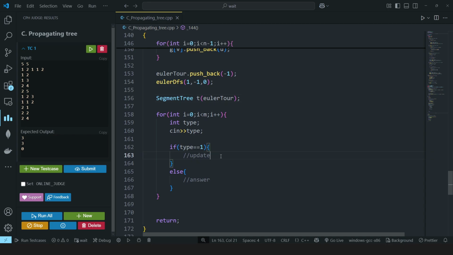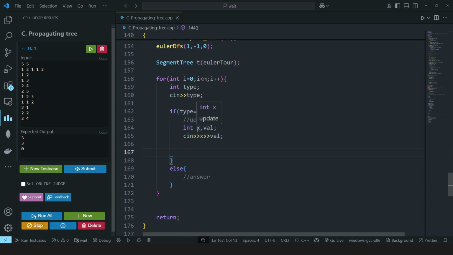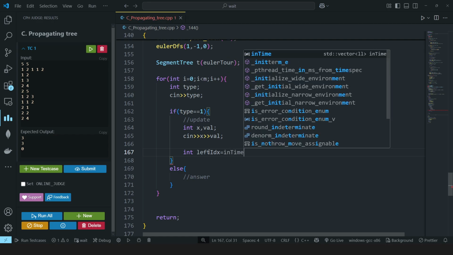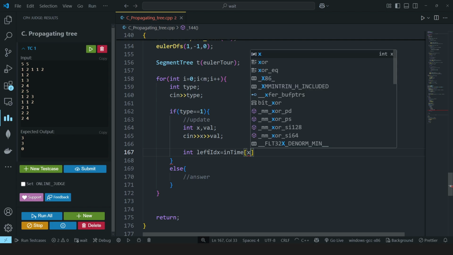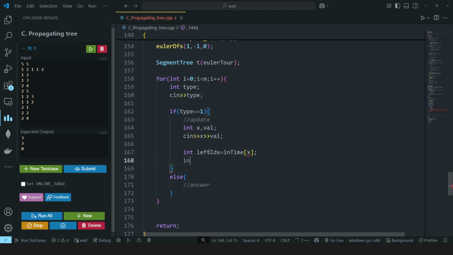What I told you is that for the type 1 query we will be given two things, that is the xth node and the val, right? What we have to do here is first find the left index and the right index in the Euler tour array for this xth node. This left index is calculated in the in time array like this, and similarly the right index is calculated in the out time array like this.